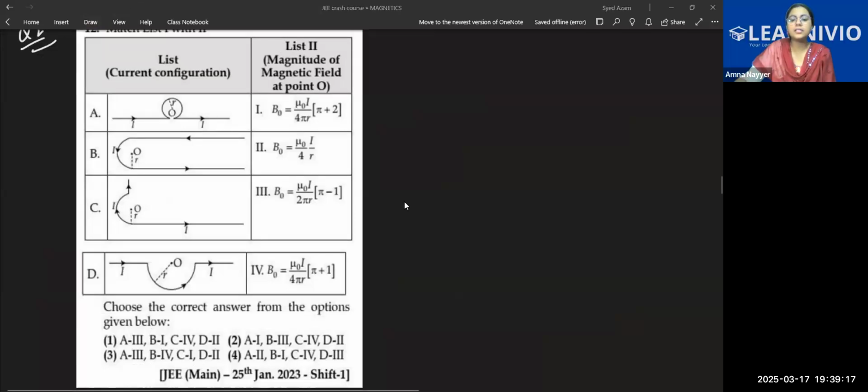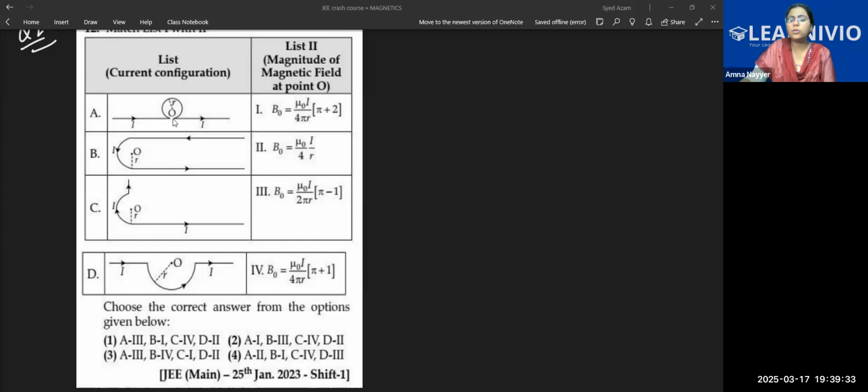Okay, see the next question. This is from your 25th Jan 2023, shift 1. It is a match the column question. So you calculate the individual values and later on you can match them. So this is the figure here.